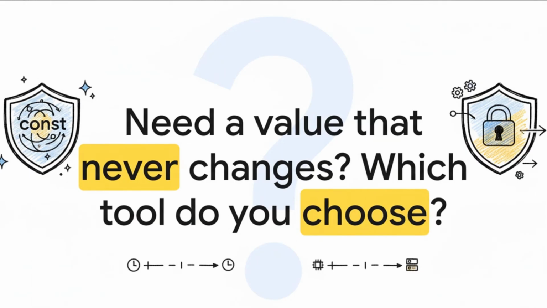All right, so picture this. You're deep in your code and you need a value that's just set in stone, something that can't be tweaked or changed by accident down the line. C# gives you two great tools for this right out of the box. But this brings up a classic developer question. Do you go for const or is readonly the right tool for the job? Getting this right is honestly key to writing solid, easy-to-maintain code.